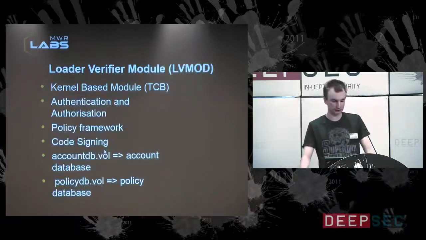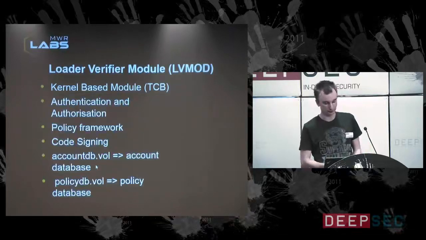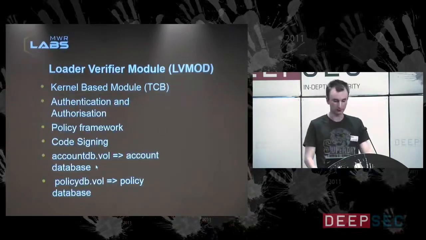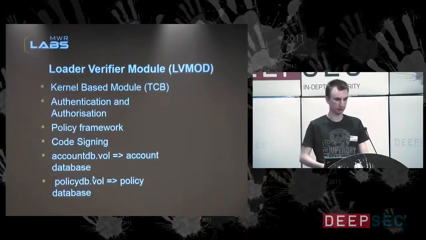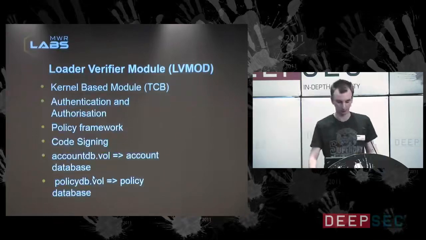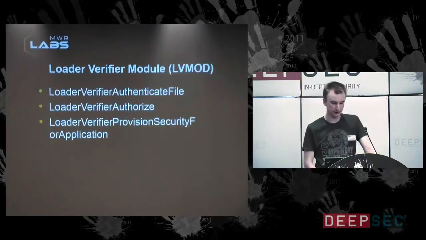There's two critical databases which are used by the loader verifier. The accountdb.vol, which is where the accounts, the usernames, groups, and so on, assignments are stored, and the policy database, which is where the policy entries and the security policy for the device is stored. Obviously this is protected by the trusted computing base as well. It's in the kernel, so an attacker needs to bypass or compromise this to actually have full control of the device.